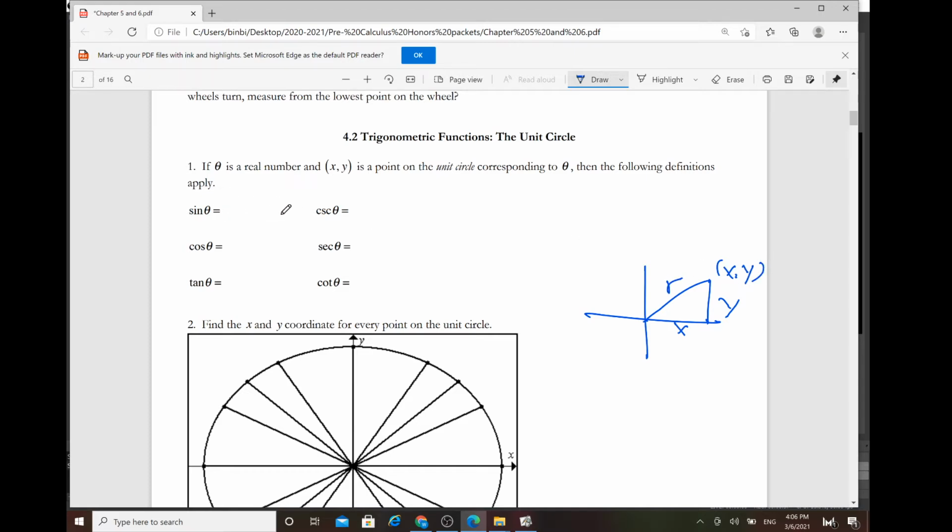So sine of theta is always y over r. Cosine of theta is x over r. Tangent of theta is y over x. Cosecant is r over y. Secant of theta is r over x. Cotangent is x over y.